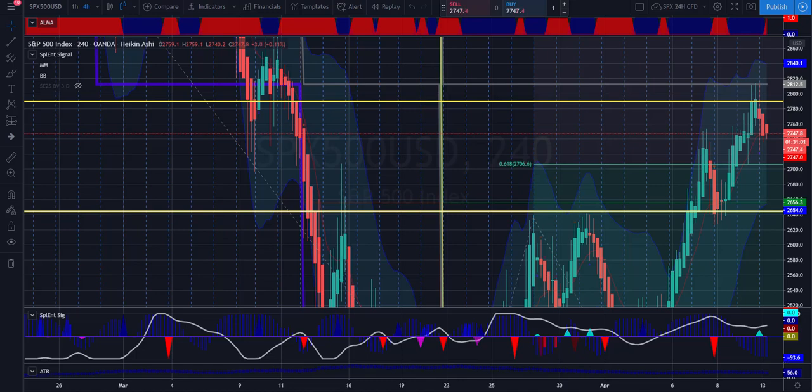This is Monday, April the 13th, if I'm not mistaken. That's right. And this is the SPX Outlook for the week, expiration week for the April contract.